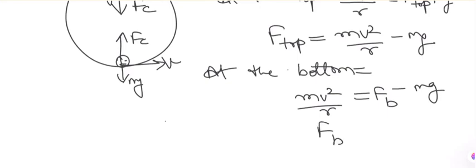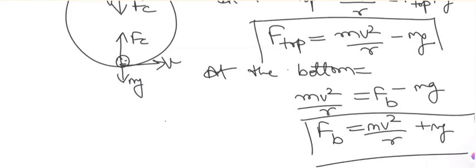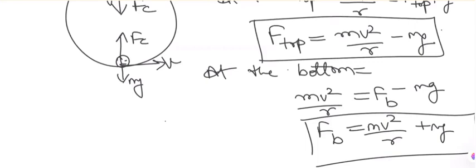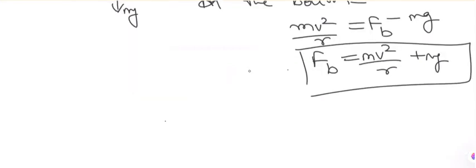So my F bottom will be mv square over r plus mg. So at the bottom plus mg is there, at the top minus mg is there. Hence when you go up, you feel like some weight has got less. When you come down, you feel like some weight has got added. Check both the situations. What I am explaining is correct? Okay.